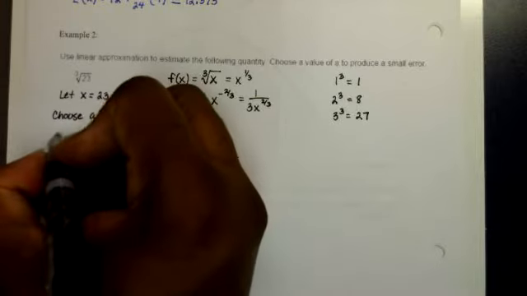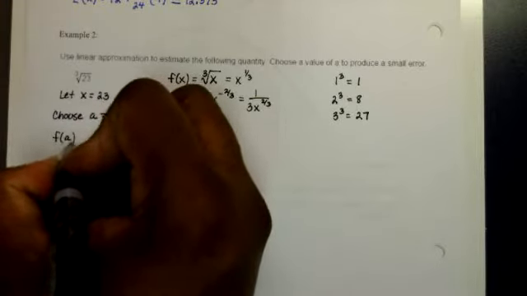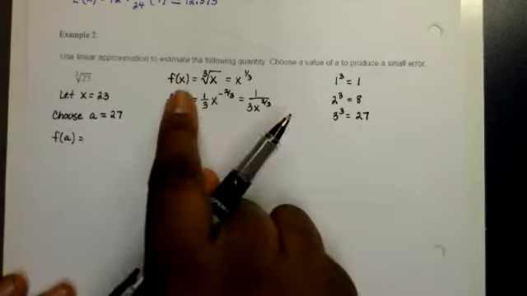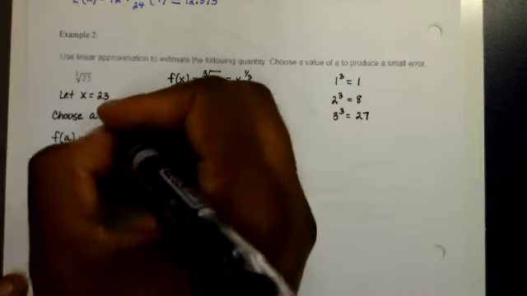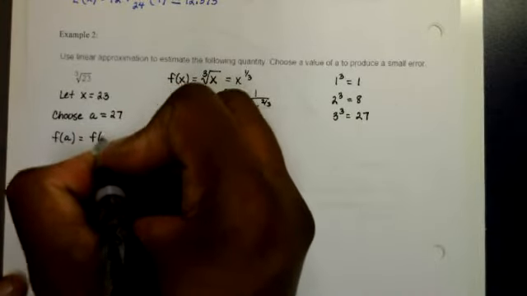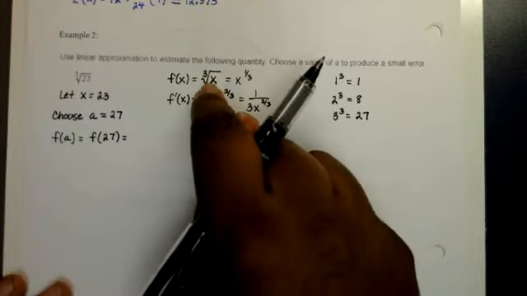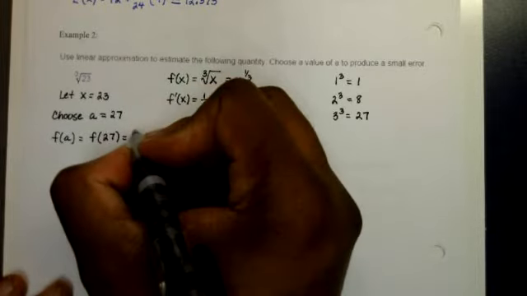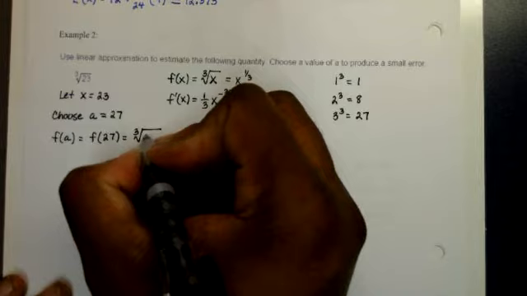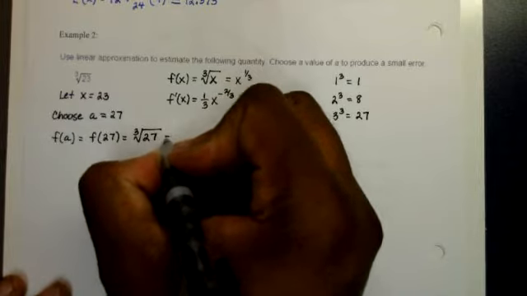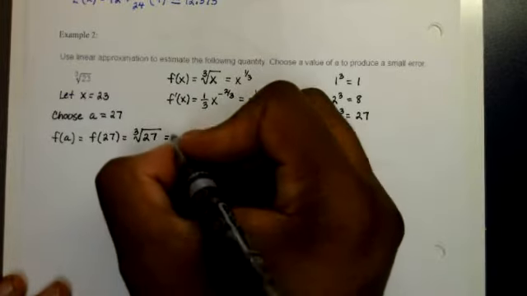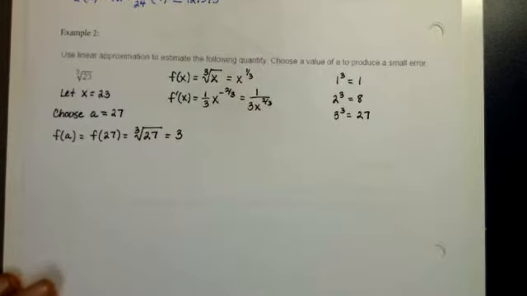Now from that, we're going to evaluate what f of A is. And f of x is the cube root of x. Well, A is 27, so let's evaluate f of 27. And then substitute the x in f of x with 27. So this will be the cube root of 27. Well, the cube root of 27 is 3. So f of A at A equal 27 would be 3.